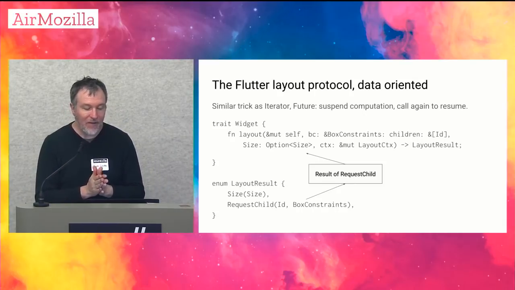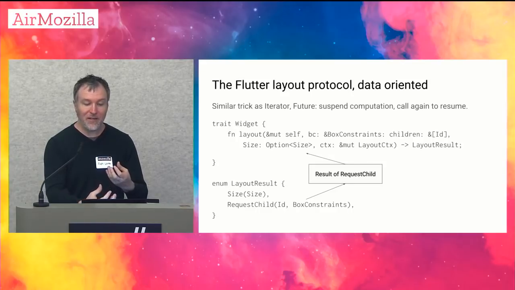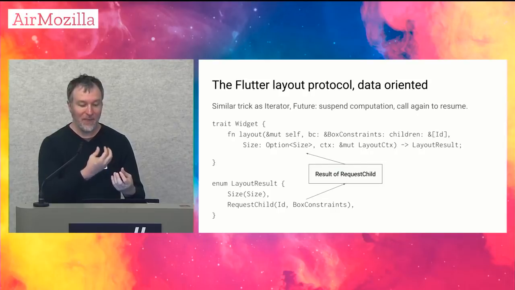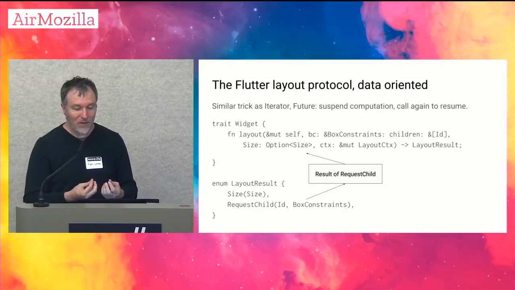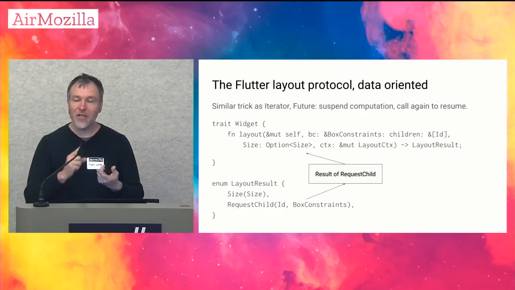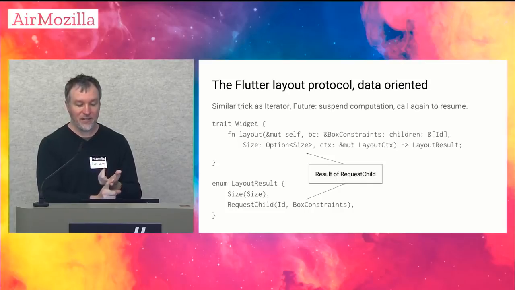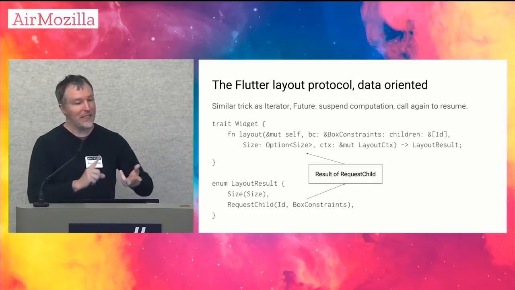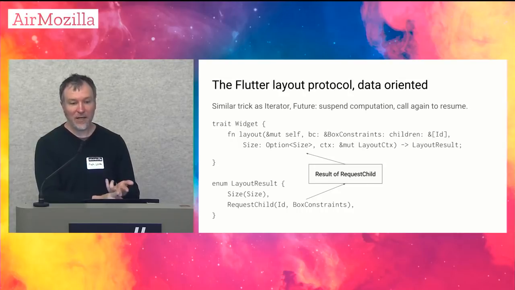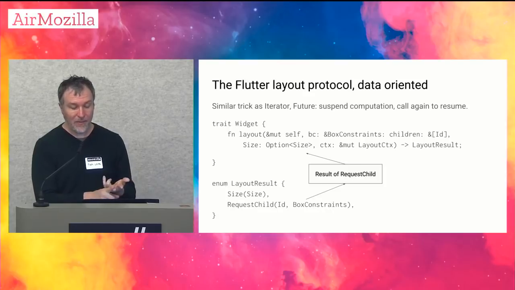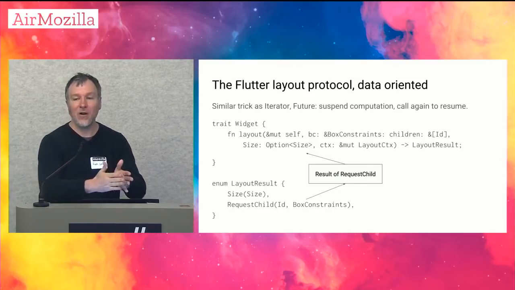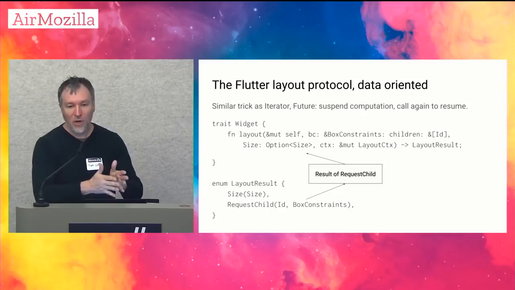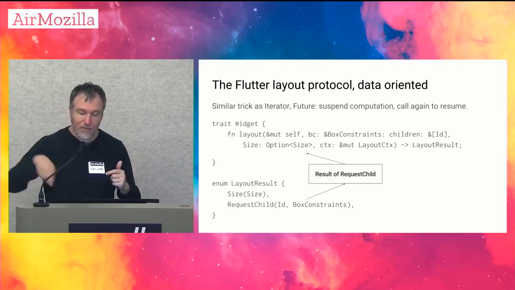All right, and then we're going to pass this option size, which is basically the result of the last widget that's the child. So when this widget returns, it's either going to return the size and say, I'm done, here's my size, we're laid out now, or it's going to say, don't know yet, but please request the layout of this child and then call me again when you get the answer to that. And then you're passing to the child, what are my constraints for that child? And so there's this flow of data.